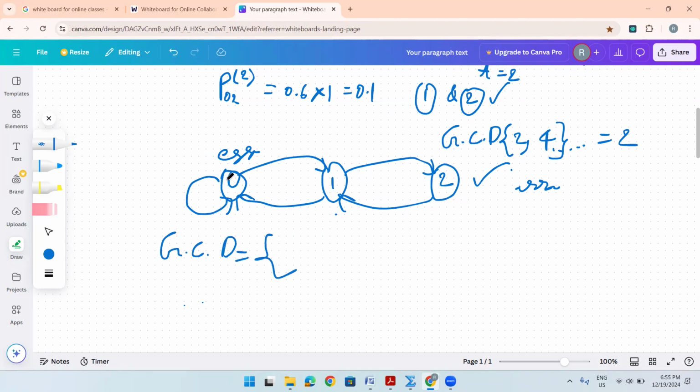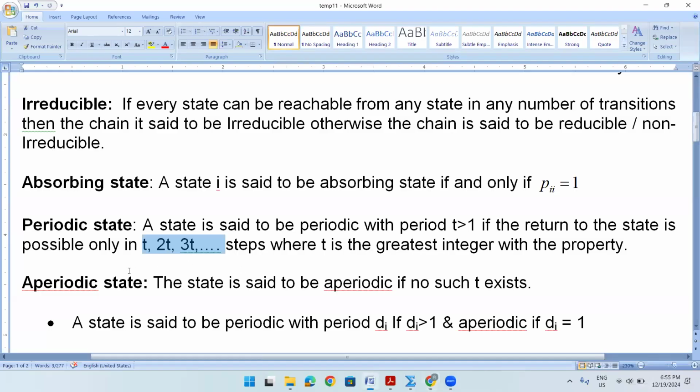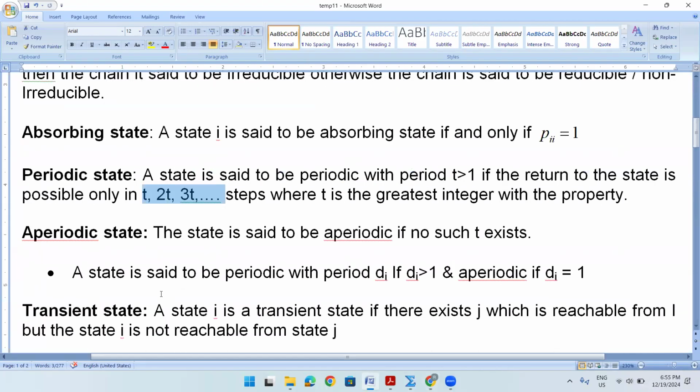So how is it possible? 0 to 0 is 1 transition, so 1, comma, again 0 to 1, 1 to 0, that is 2. 3 is also possible if you observe: 0 to 1, 1 to 0, 0 to 0, that is 3. 3 is also possible, and so on. So like this, we get GCD is 1. Since the GCD is 1, we say that 0 is an aperiodic state. So whenever there is a self loop, that's definitely an aperiodic state. Simply we can say.